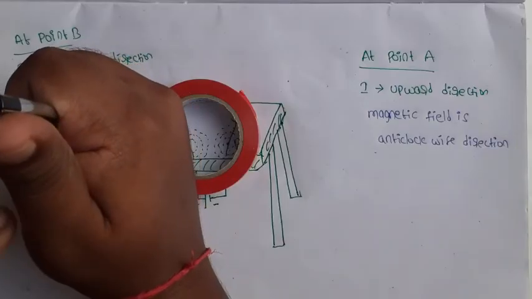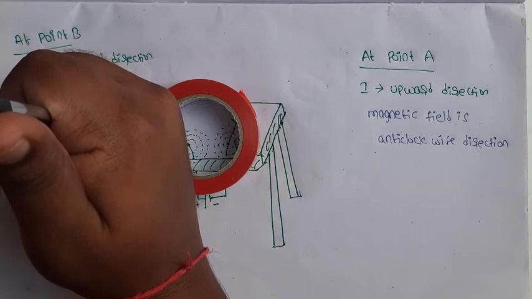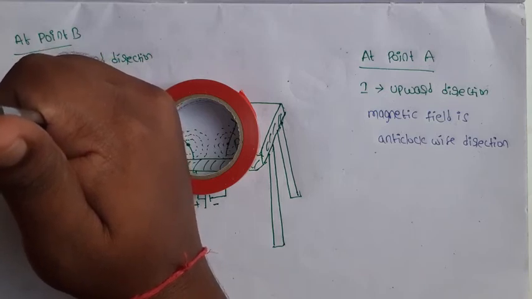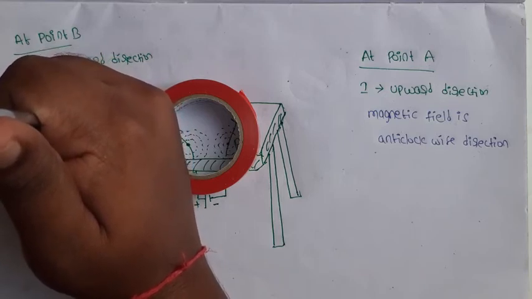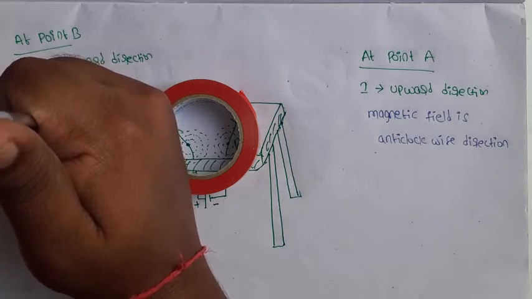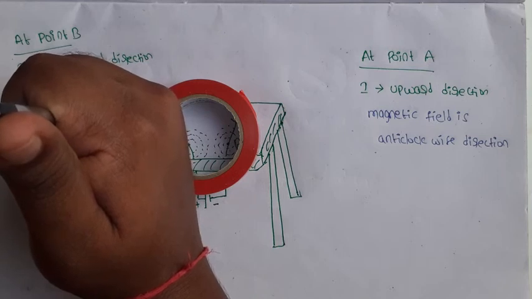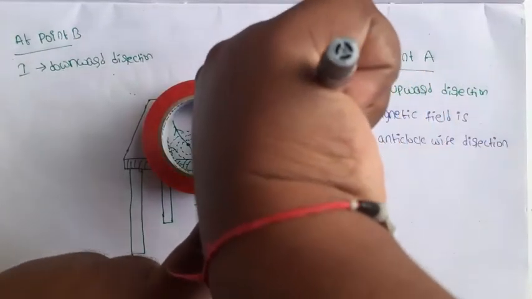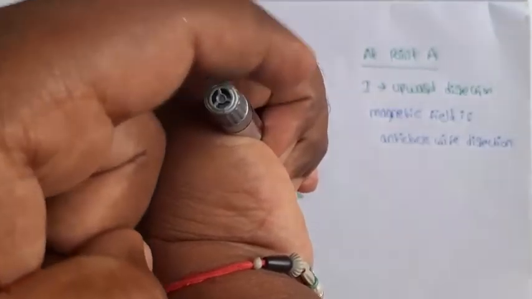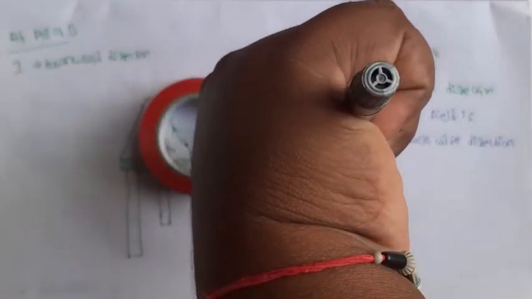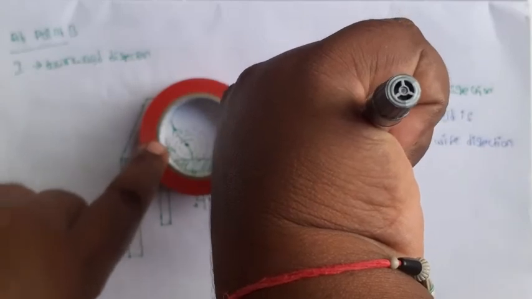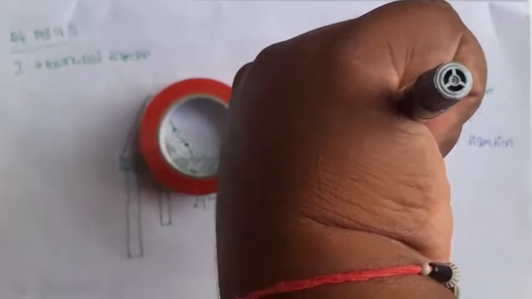Suppose the current is flowing in the upward direction, what are the magnetic field lines? The magnetic field lines are in the anti-clockwise direction. If current flows in the upward direction, the magnetic field lines are anti-clockwise. If current moves in the downward direction, the magnetic field lines are clockwise. Here anti-clockwise, here clockwise.